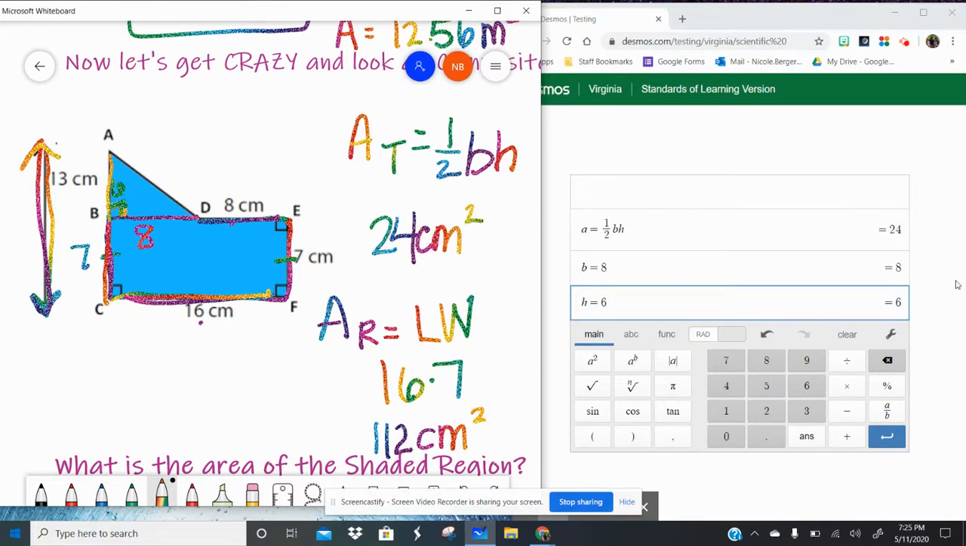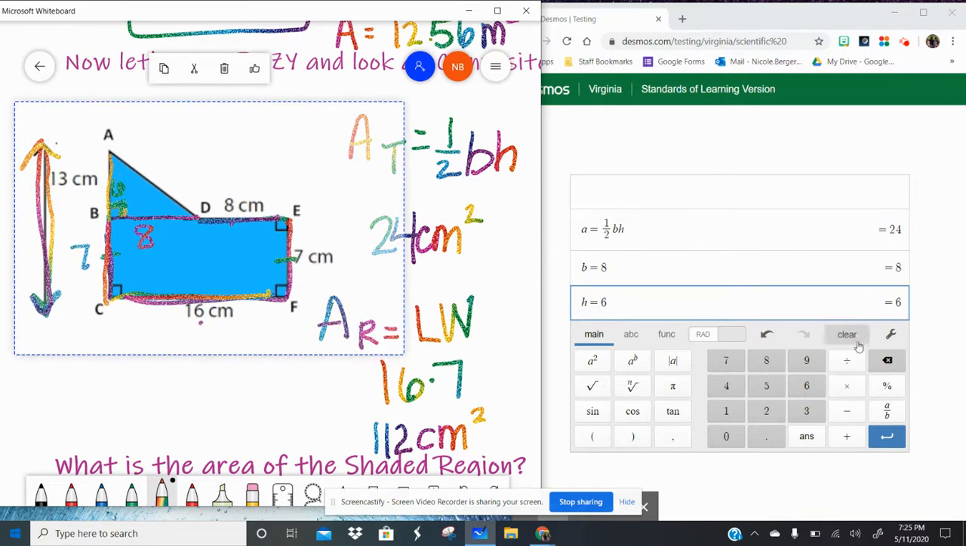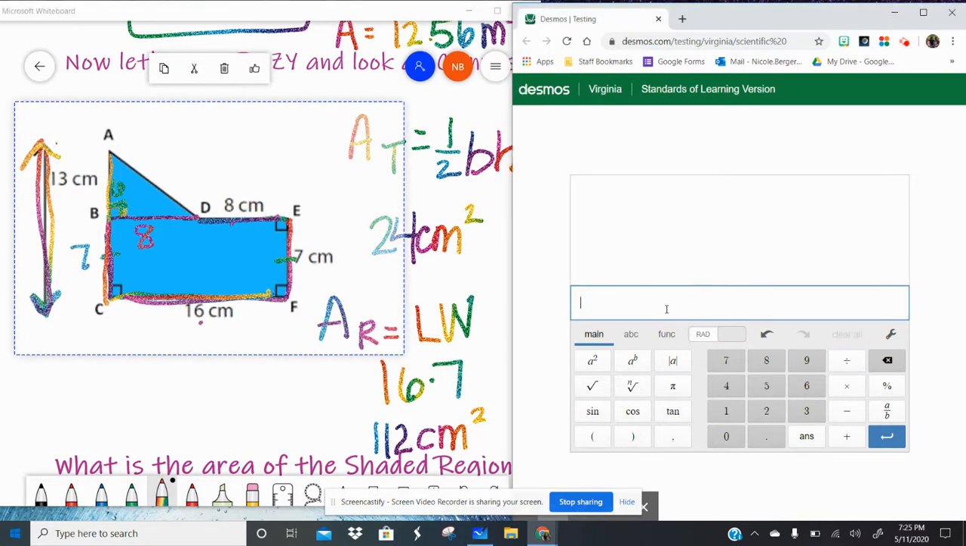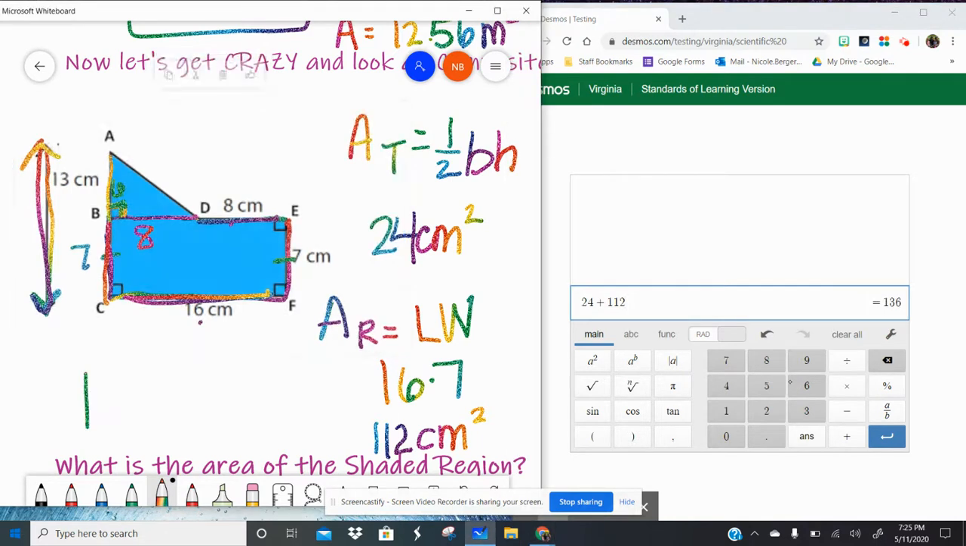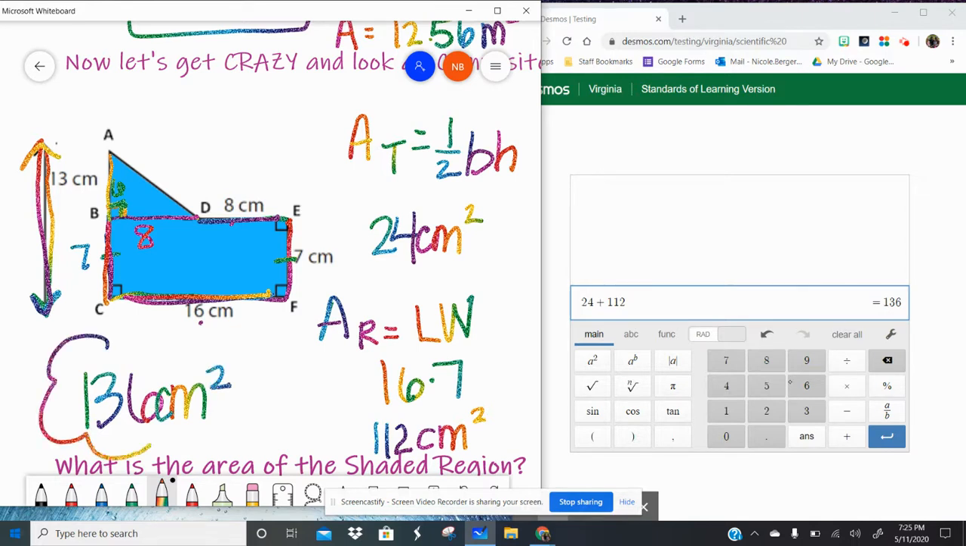So now how do I find the area of the whole thing? I take my 24 centimeters squared. Whoops. Here we go. Let's do this. Plus my 112 centimeters squared. And so the whole thing has an area of 136 centimeters squared, right? Boom. Easy peasy. Just kind of like a puzzle you have to put together.